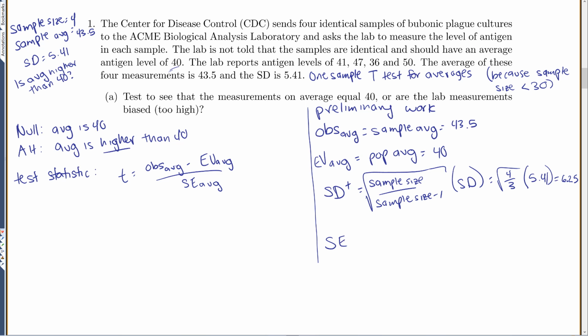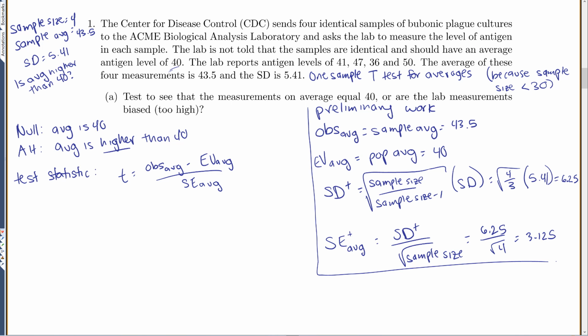And the standard error, if you want, you can put a little plus on it to remind yourself to use that SD plus. It's just equal to SD over the square root of sample size, or in our case, SD plus, since we found that. So SD plus was 6.25. Our sample size was 4, so we get 3.125. Now we've done our preliminary work. Now let's go back over here and find t.